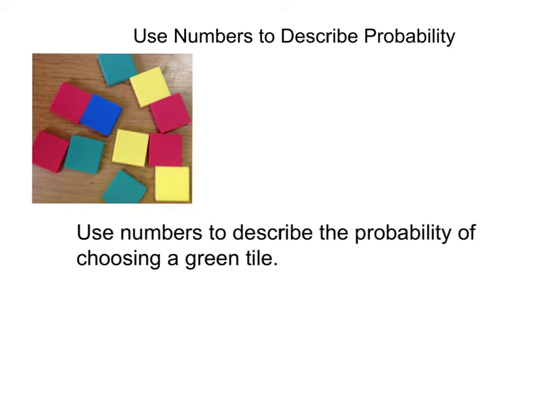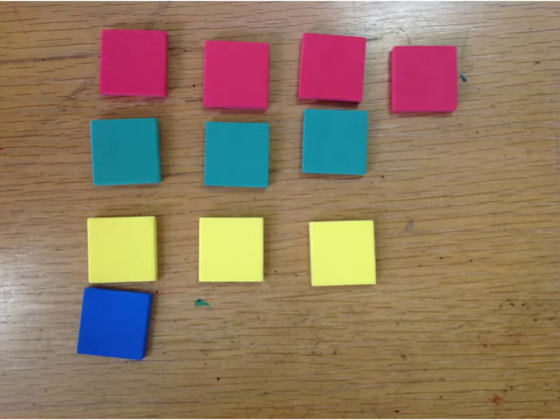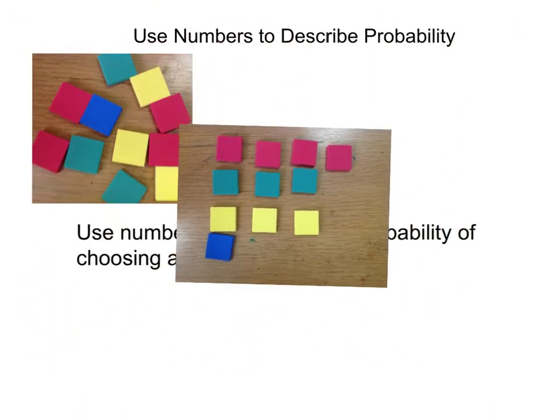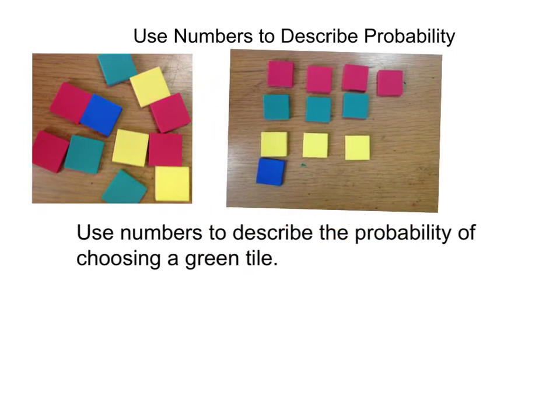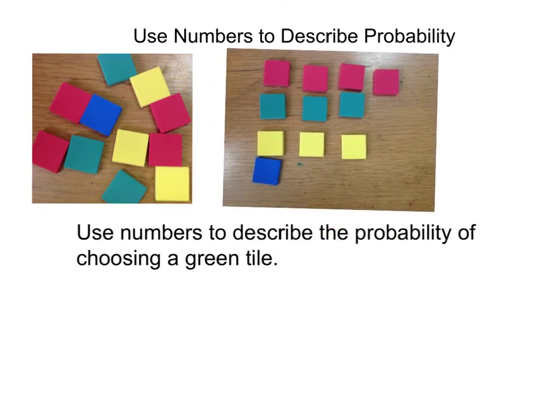Next, we're going to use numbers to describe probability. So we have a group of tiles over here on our left, and we can see that we have some red tiles and some blue tiles, some yellow tiles. And in math, it's really important for us to keep things a little bit ordered so that we can tell what we're counting. Because sometimes it can be hard to just look at a picture and tell exactly what it is. So here I've taken a picture of the tiles arranged.